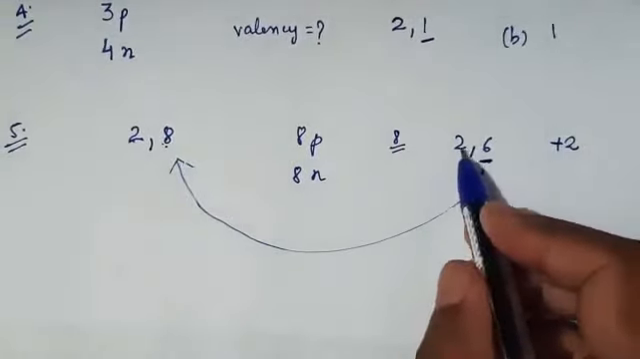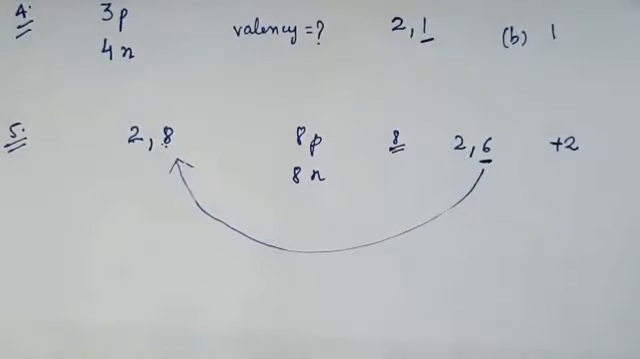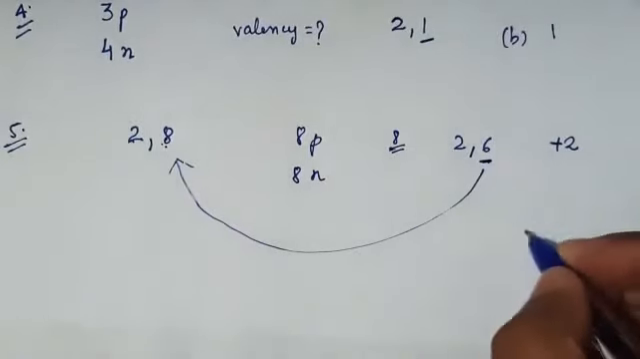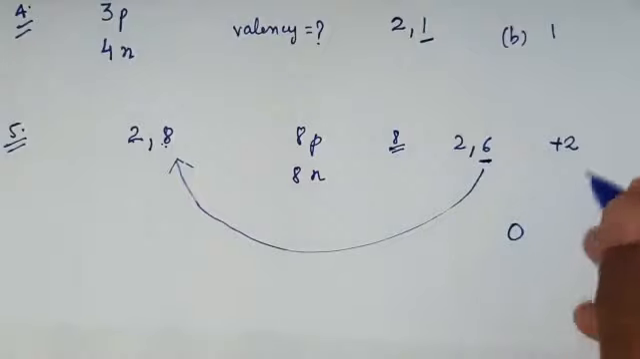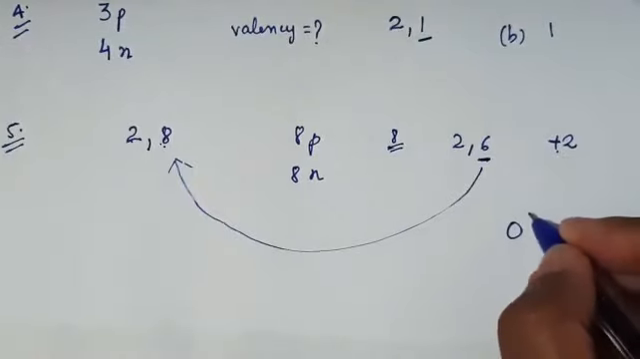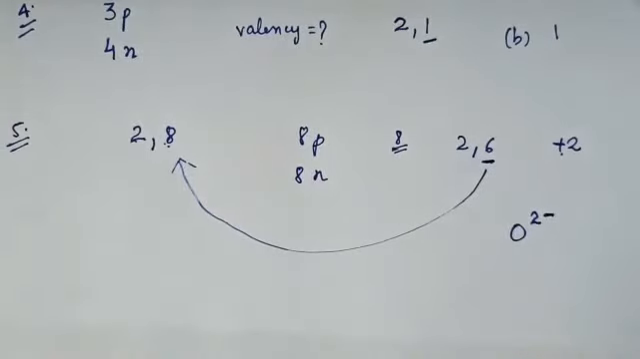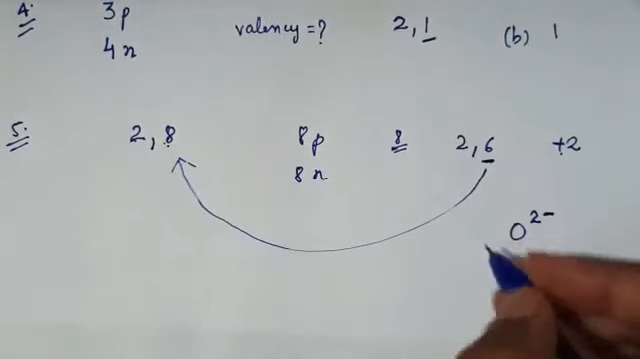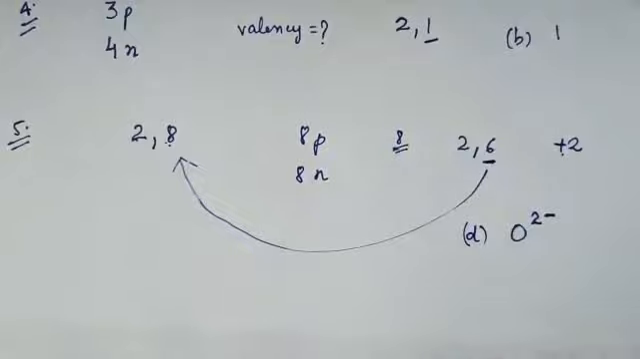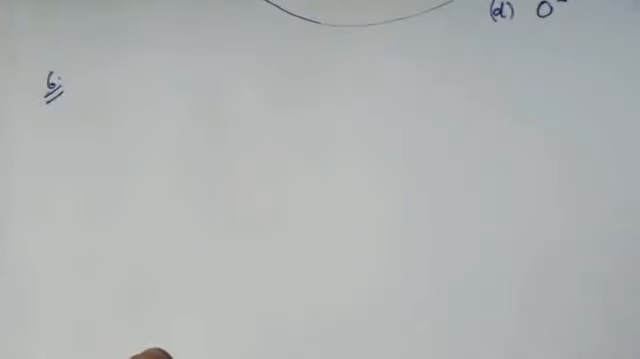So the atomic number is 8. What is the element? It is oxygen. And 2 electrons have been gained. So it is 2 and it is gaining means minus. So the answer is D part, O2 negative. Clear? Coming to sixth question.